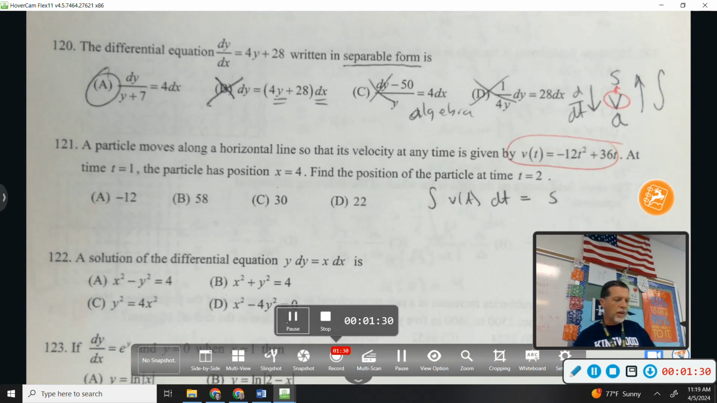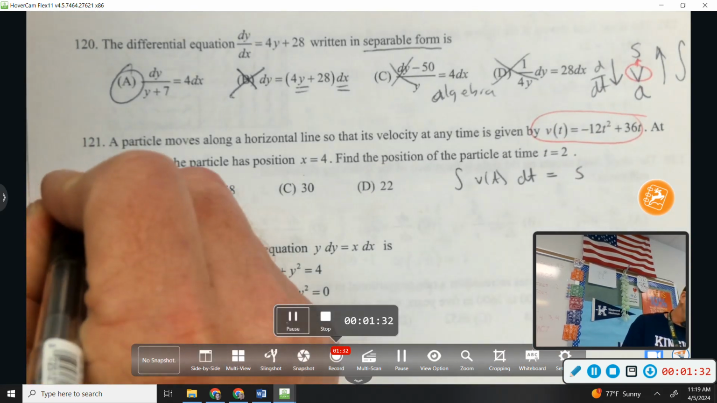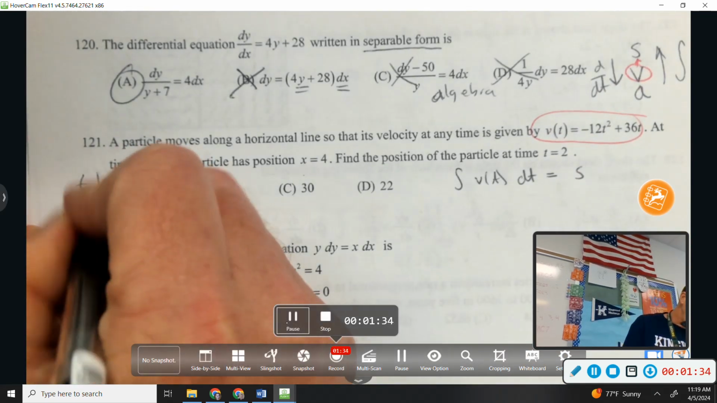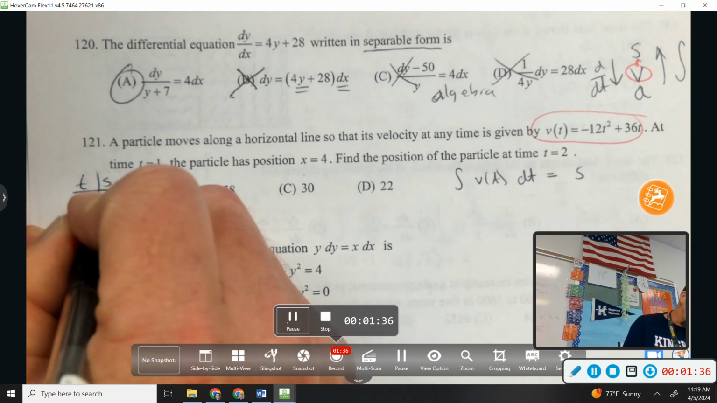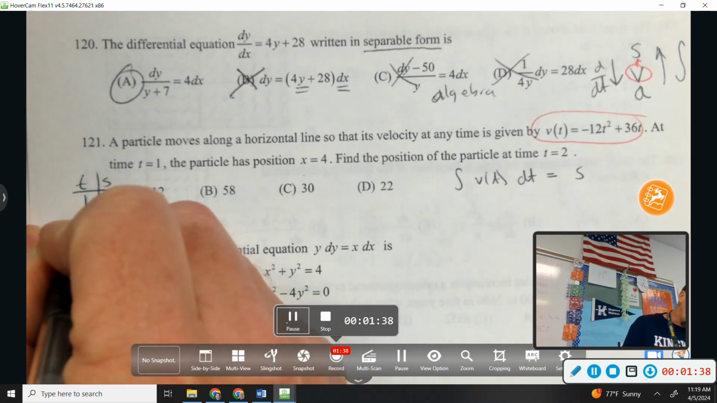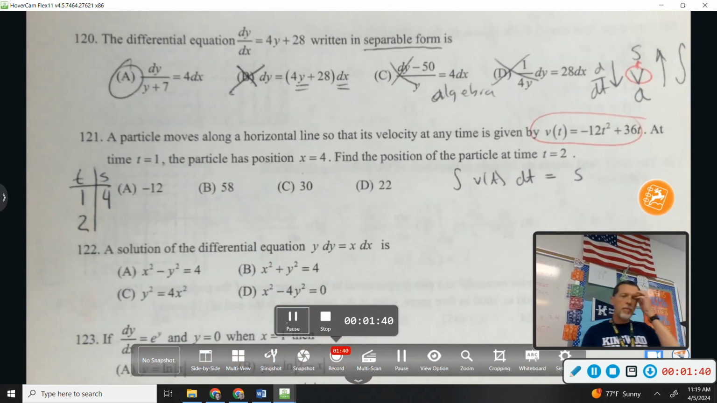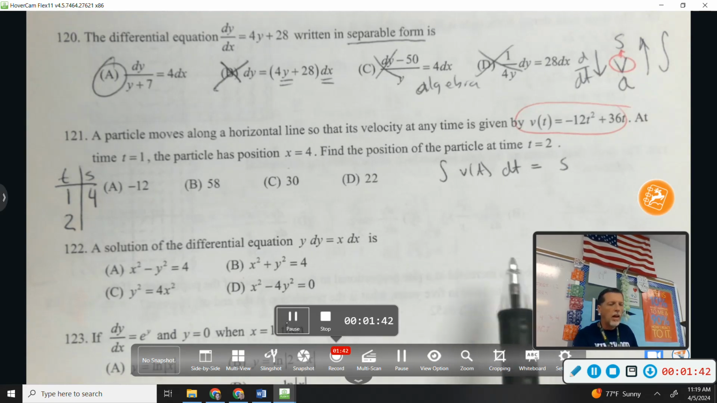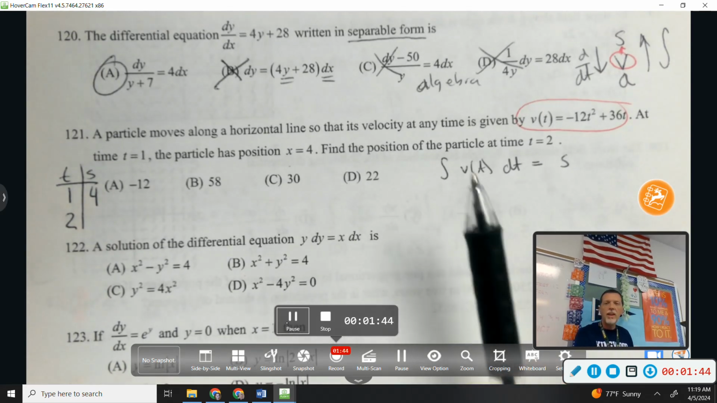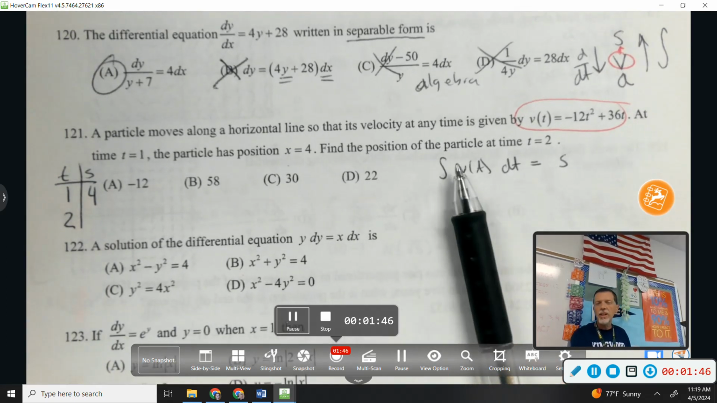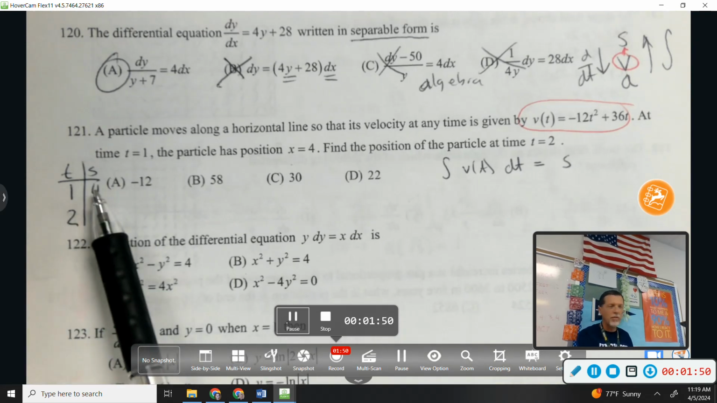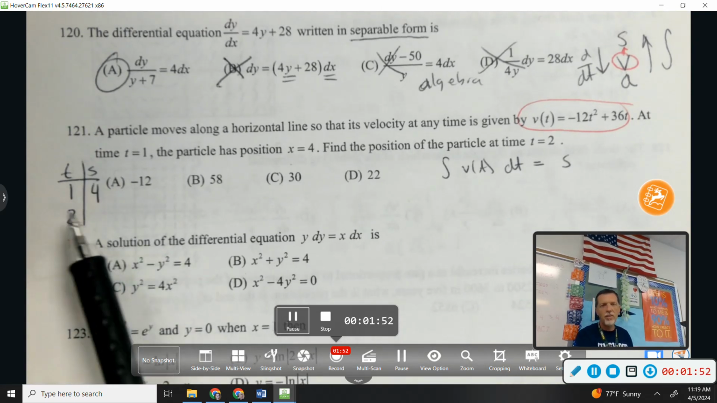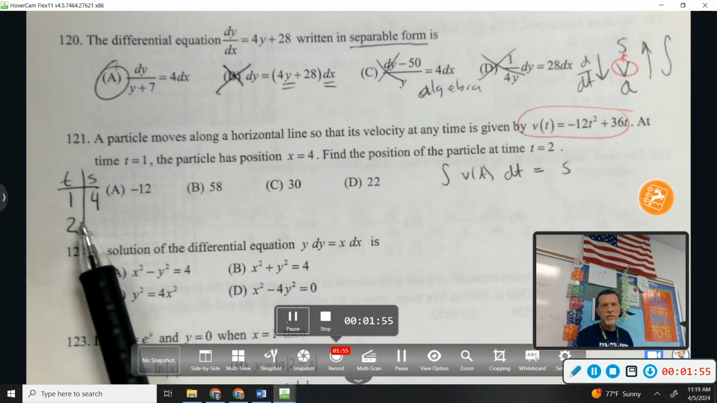There's kind of two ways to work this problem. Let's see, at time 1 it's at 4. Find the position at time 2. Okay, method 1. Take the antiderivative of velocity, you get a plus c, and then use this first piece of information to figure out what c is, and then plug in time 2. Straightforward, nothing wrong with that.